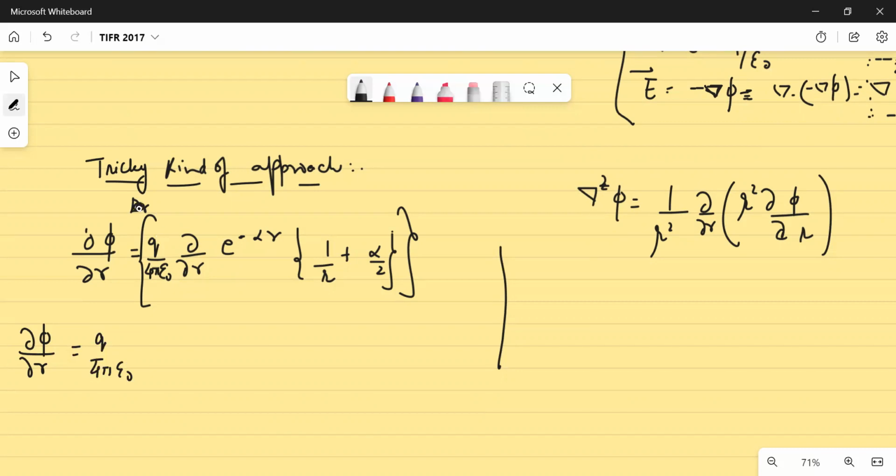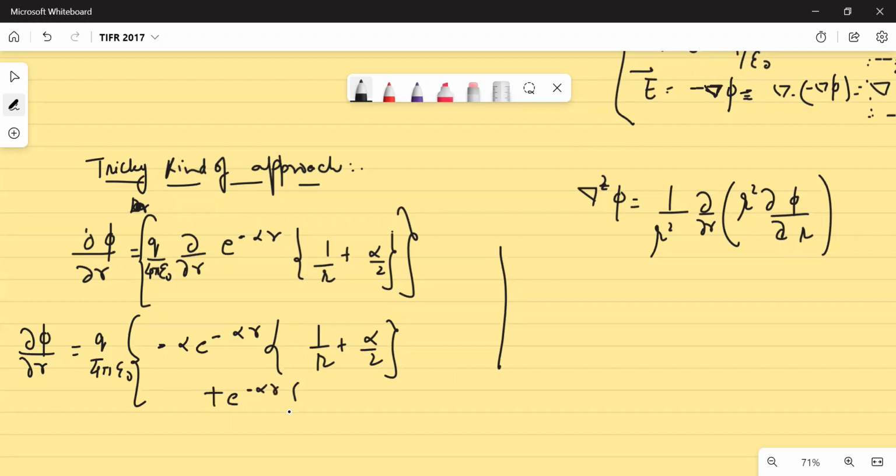Sorry, I've already written. Okay. So del phi upon del r would be minus alpha e to the power minus alpha r, times 1 upon r plus alpha upon 2. And then I will have to write some e to the power minus alpha r, and then I have 1 upon r plus alpha upon 2 will be 0. So I'll write minus 1 upon r square, and this is it. Okay, is that clear? So this will be my del phi upon del r.